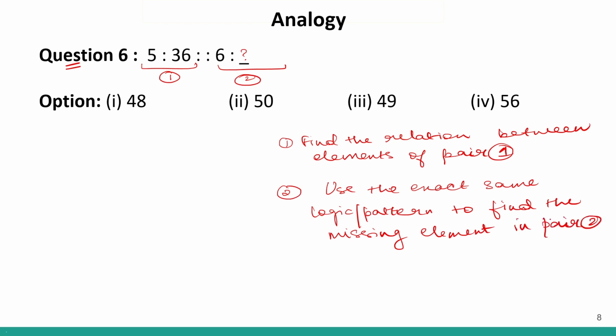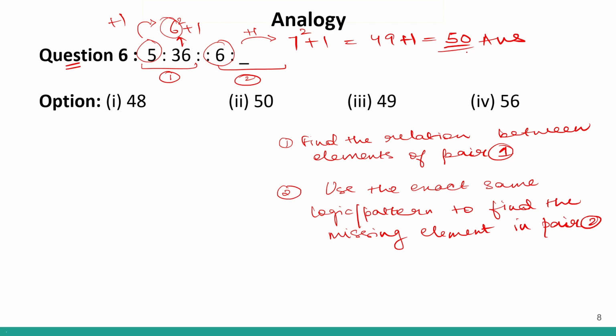This is how we solve questions on analogy. Over here I can see 5, and 36 can be written as 6 square plus 1. So what is the relationship between 5 and 6? Basically plus 1, correct? So this is 6. The next number will be plus 1, which is 7. So it will be 7 square plus 1. 7 square plus 1 will be 49 plus 1, which is equal to 50. So 50 will be the answer to this question.